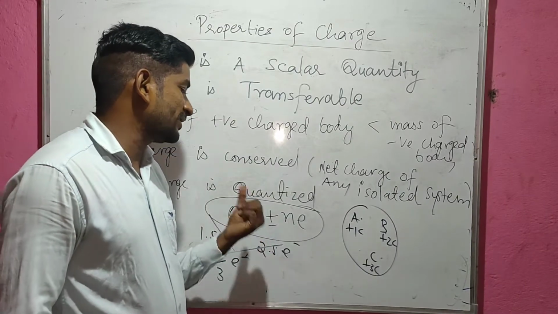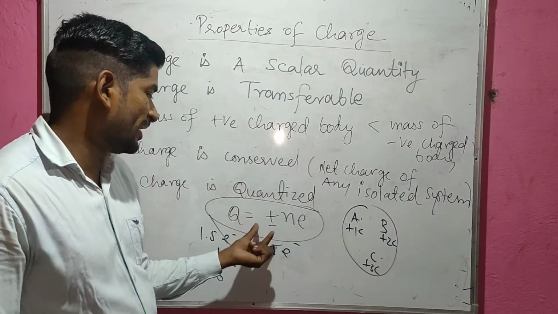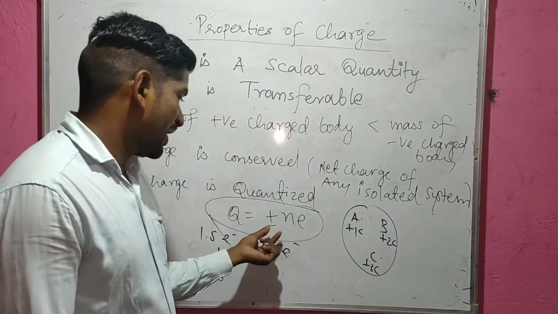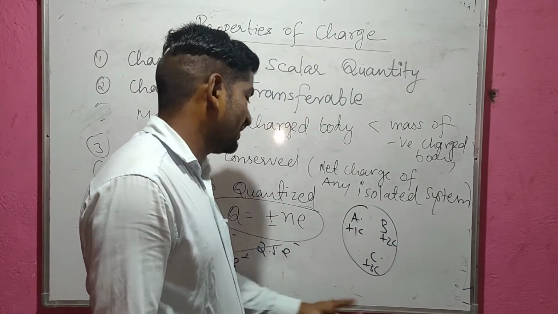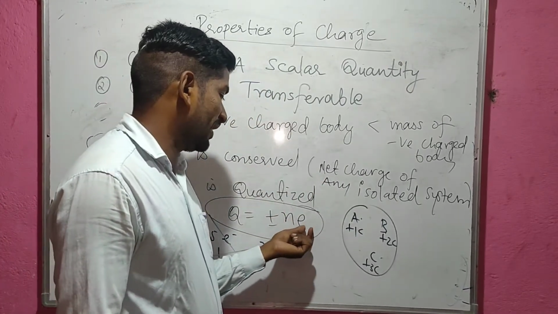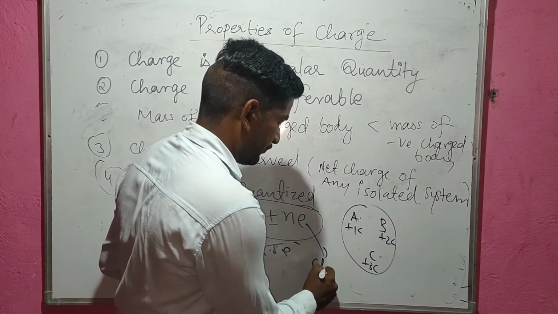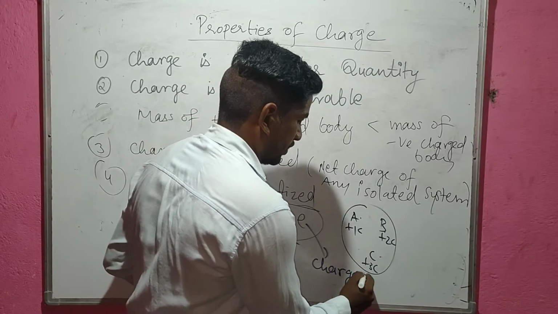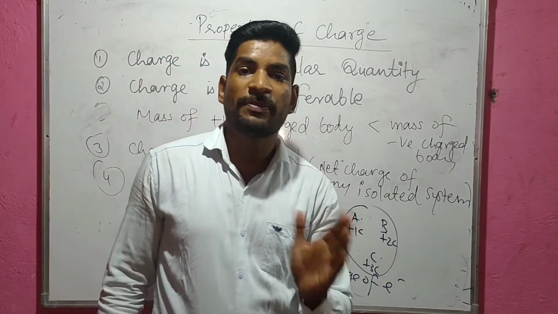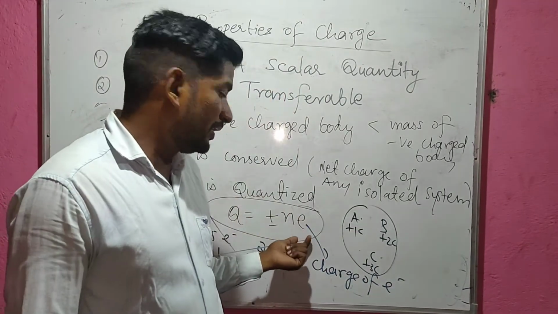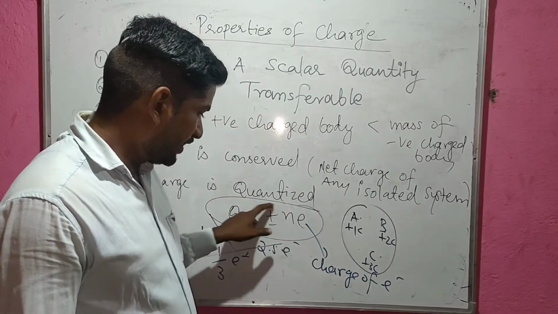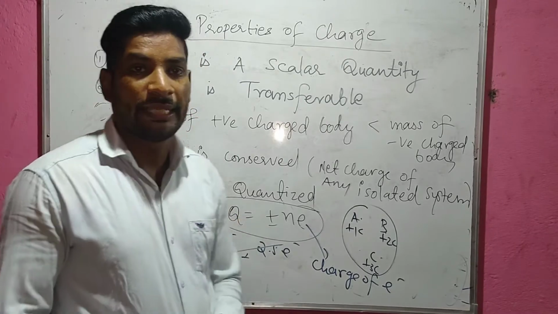Q is equal to plus or minus n e. Plus represents that the body is giving electrons, and negative represents that the body is accepting electrons. n is an integer, and e is the charge of one electron, that is 1.6 into 10 to the power minus 19 coulomb. Here we will use the magnitude, because the nature is represented by positive or negative.